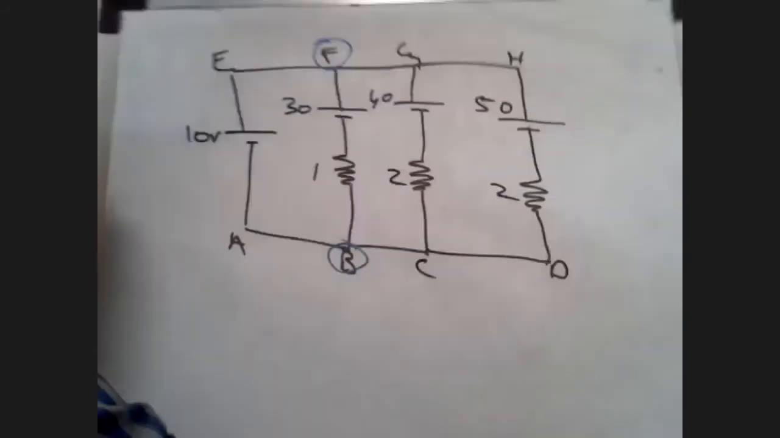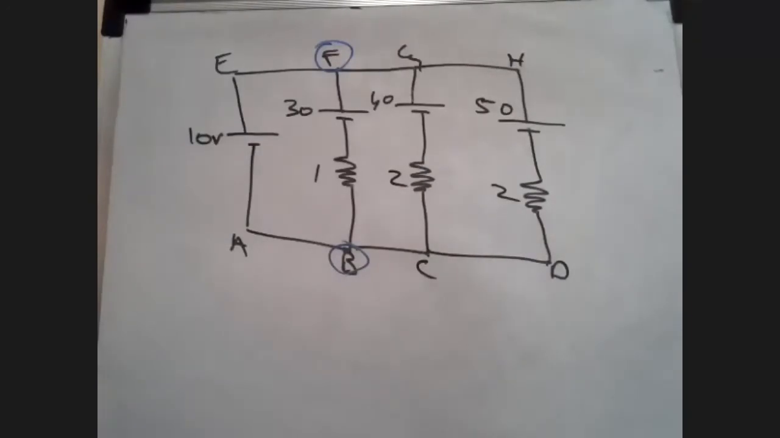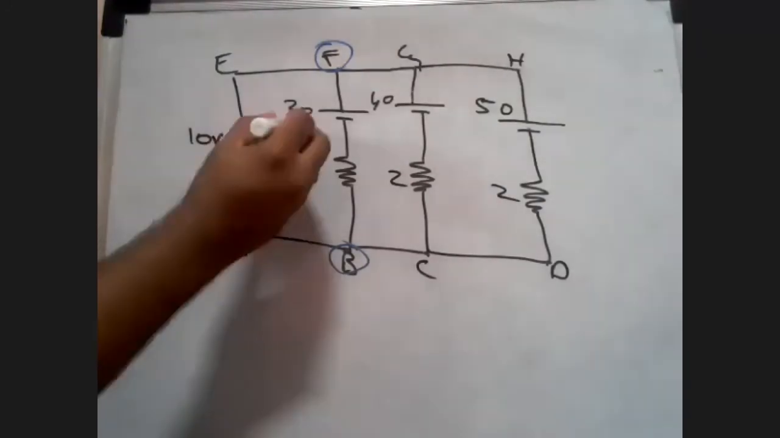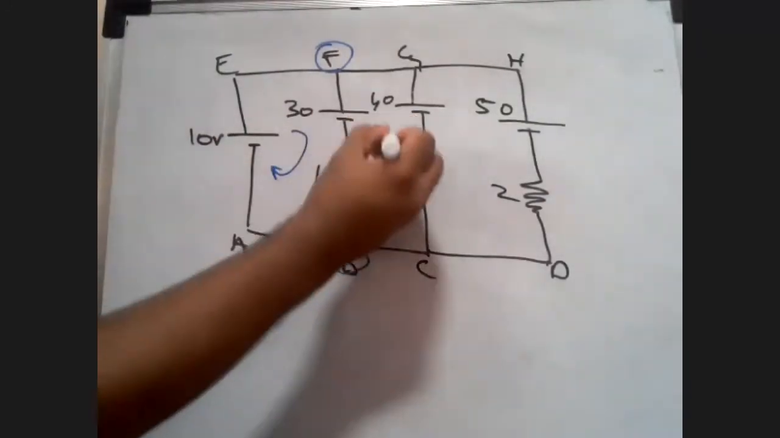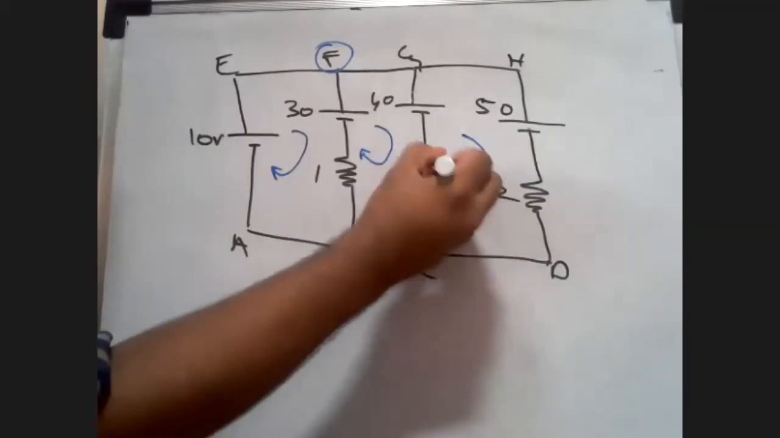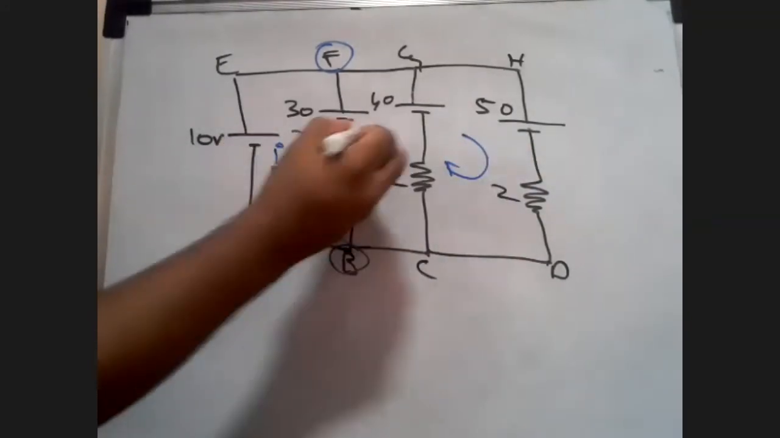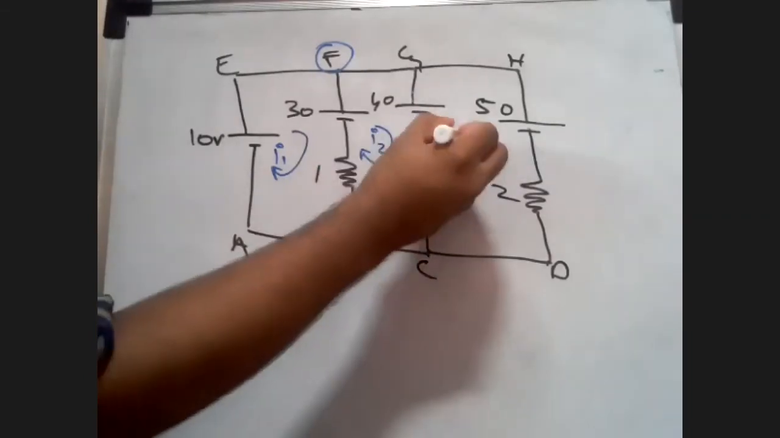Make a loop deciding the direction of the current. So should I do it on all three? Okay, I will do one over here. Make a loop. I'll make a loop. I say this is I1, this is I2, and this is I3.